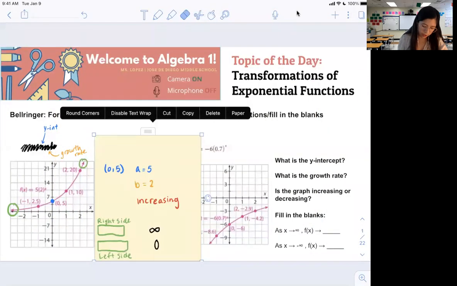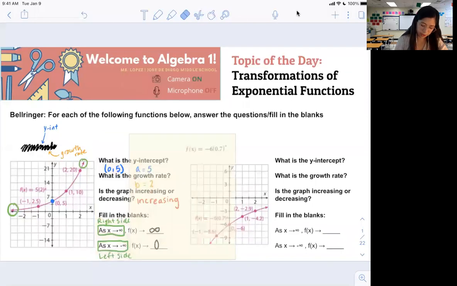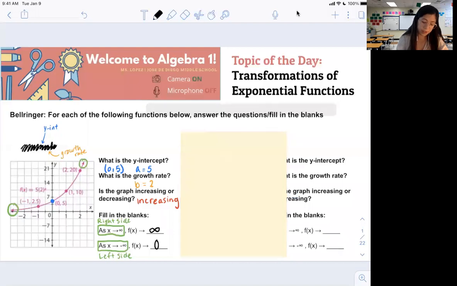All right. So let's say, okay, I need to figure out the growth rate. I need to figure out, but I don't have an equation. So I need to somehow find another way. Well, what you can do is make a table.